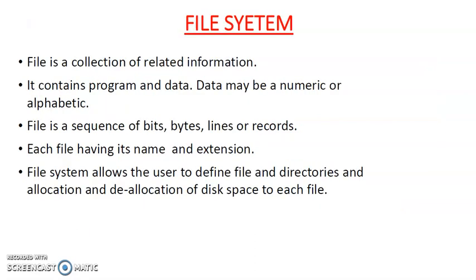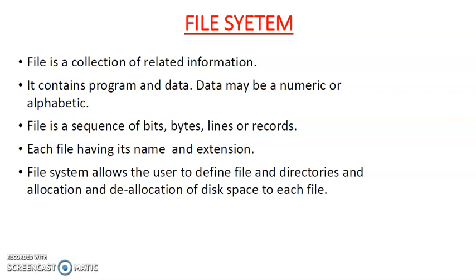Your next topic is the file system. What is the meaning of a file? It is a collection of related information. So a file can contain a program as well as data. Data in the form of numbers or alphabets. So the file system allows the user to define files and directories and allocate and deallocate the disk space to each file. What is the meaning of allocation?